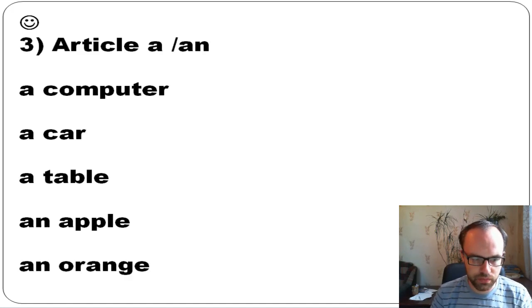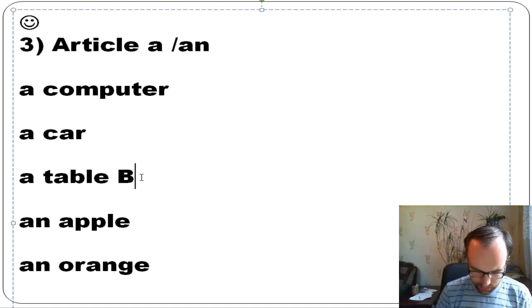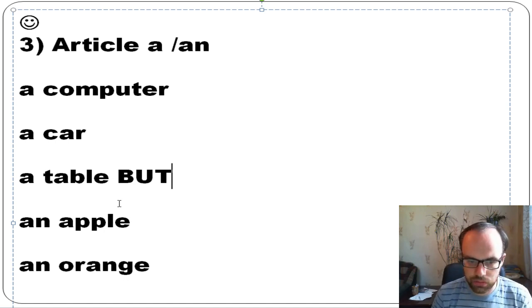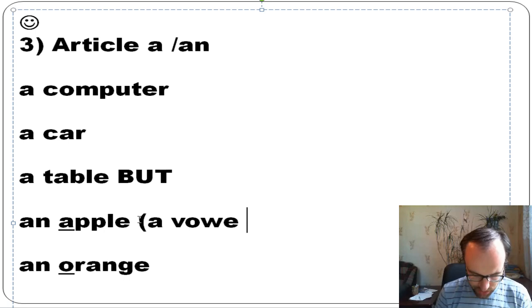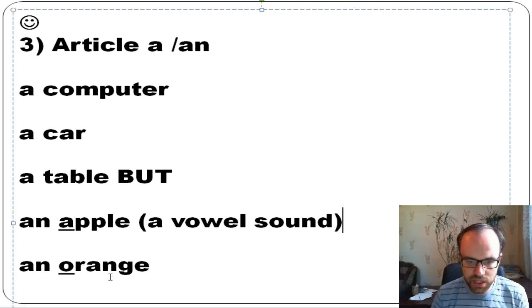Okay, next. So articles, a and an. We say a computer, a car, a table, but an apple, an orange. Why? You see, apple, a, orange, o, it's a vowel sound. It's a vowel sound.